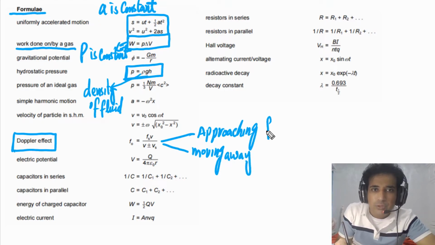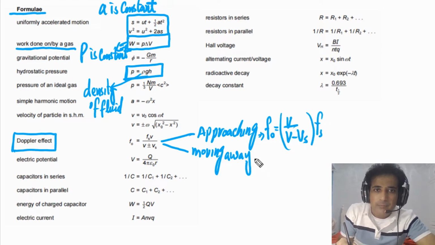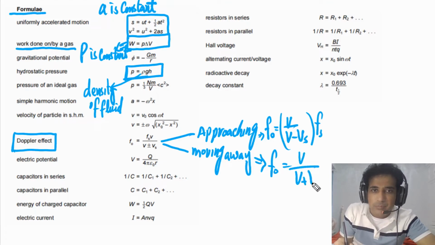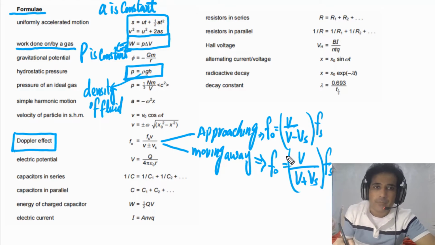If the source is approaching, then you can use f0 is equal to v over (v minus vs) times fs. And if the source is moving away, then the observed frequency will be equal to the speed of the wave over (speed of the wave plus speed of the source) times the frequency of the source. So plus and minus are very important.